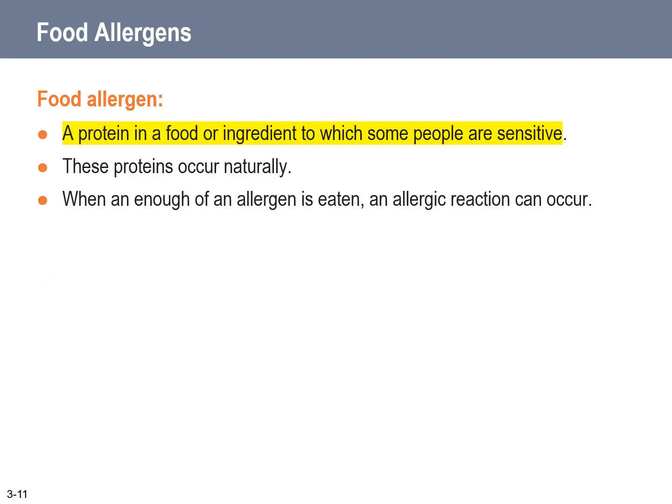What are food allergies or food allergens? A food allergen is a protein in a food or an ingredient to which some people are sensitive. These proteins do occur naturally. They are in foods all the time. And when enough of that allergen is eaten, an allergic reaction can occur. Depending on how allergic you are to something is how much you can tolerate it. If you're severely allergic, there are some people who cannot even be in the same room as their allergen. And then there are others who can cook it, be in the kitchen with it in the oven, they just can't consume it.